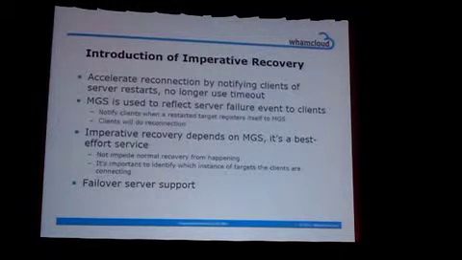And also, IR is going to support failover server. That means if the target is restarted on a new server with new NID, IR has to handle this case and reconnect to the new server.